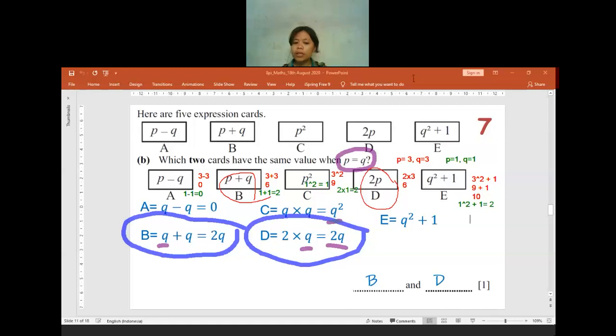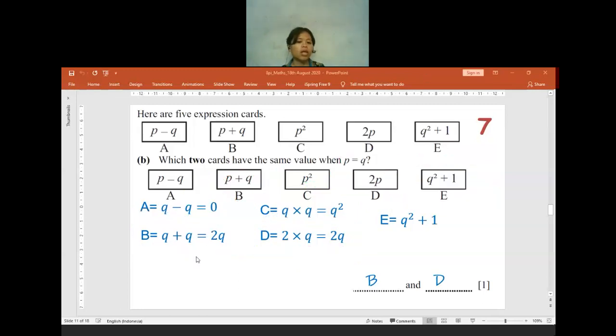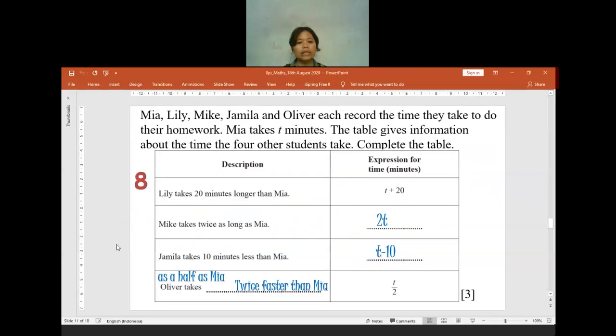Because from the question P is equals to Q, it means I can replace P with Q or replace Q with P. You pick which one you are going to use for all of these 5 cards. In here I just replace all of the letter P with Q, and then I check which ones have the same expression. No question? Okay. If you have no question, I will move to question 8.